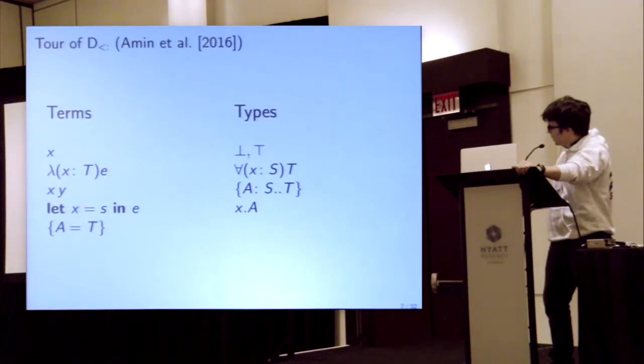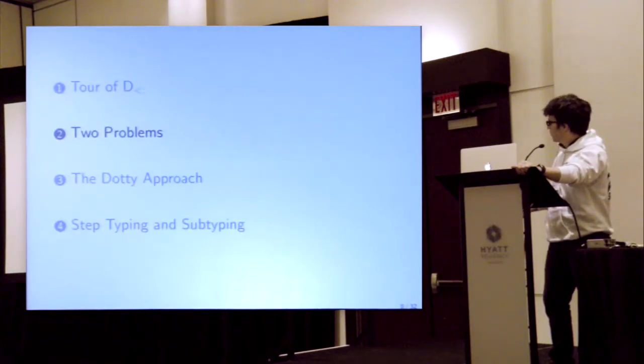And finally, there's this thing, this is a path-dependent type. And the idea is that if I know that x has one of these type declaration types, then I can refer to x.a, and I will know that x.a is in this range. So greater than S and less than T.